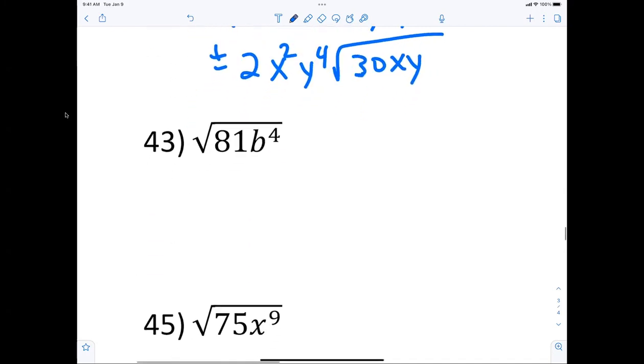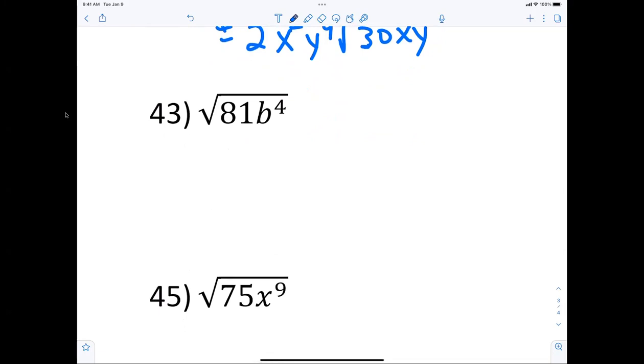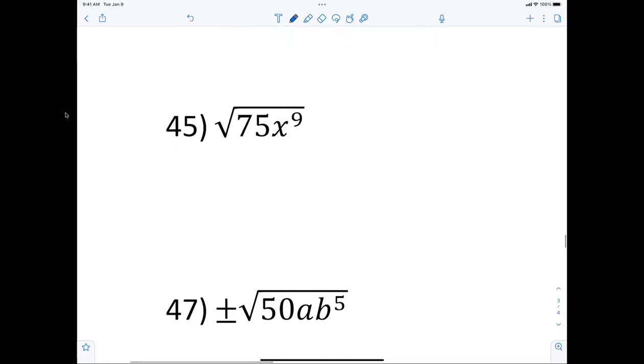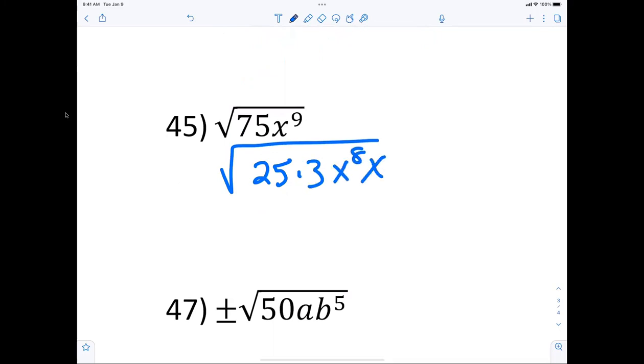43. Both of those are perfect squares, right? Yep. 9b squared. All right, I need help with 75, please. You break down 75 to 25 times 3. X to the 8th. All right, 5x to the 4th, and then radical 3x. Anybody have an issue with that?